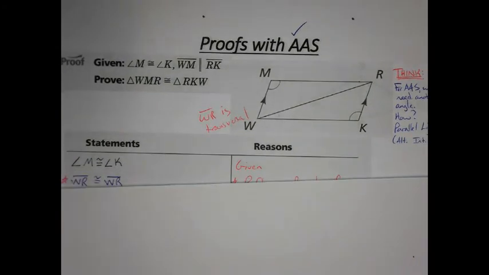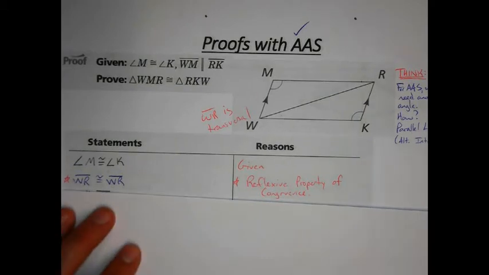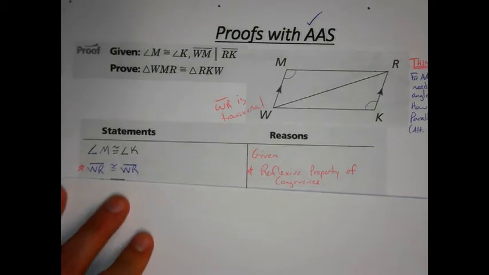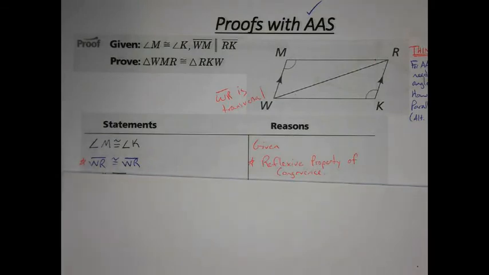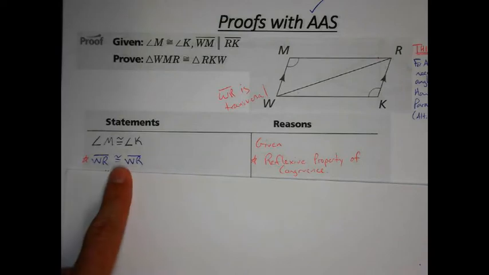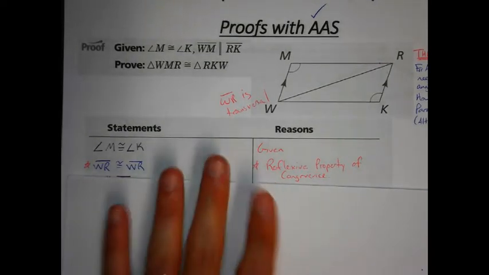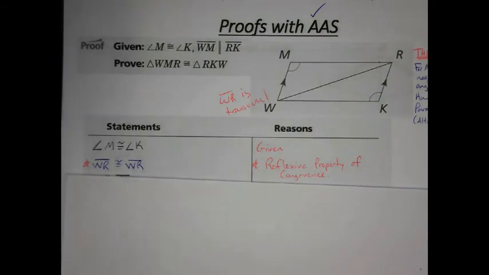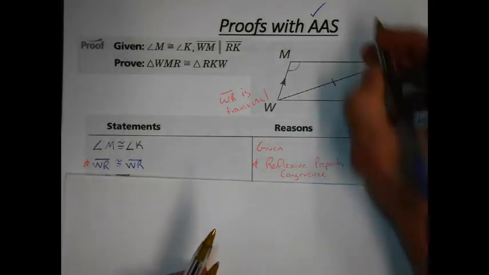Now, what do we need? I'm going to establish our side. And this is what I wanted you to remember from the previous lesson. We have to establish the side that's congruent in the two triangles. That segment WR is congruent to itself. That is the reflexive property of congruence. We have to do that. So remember that from the previous lesson. So if we have that set up, boom, we have our segment, and now we have our congruent side.